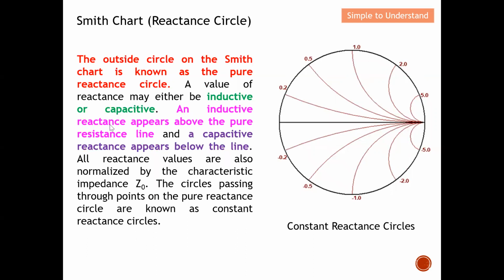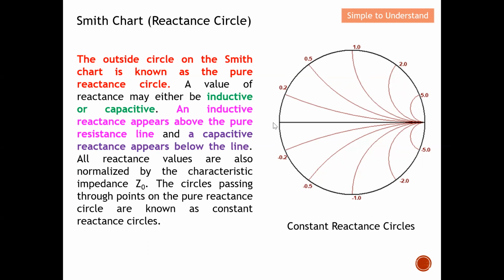Inductive reactance appears above the pure resistance line, which means that all these lines here represent pure inductive reactance, above the resistance line. A capacitive reactance appears below the line. So you can see that all these lines below the resistance line can be represented by a capacitive reactance. All reactance values are also normalized by the characteristic impedance Z0.